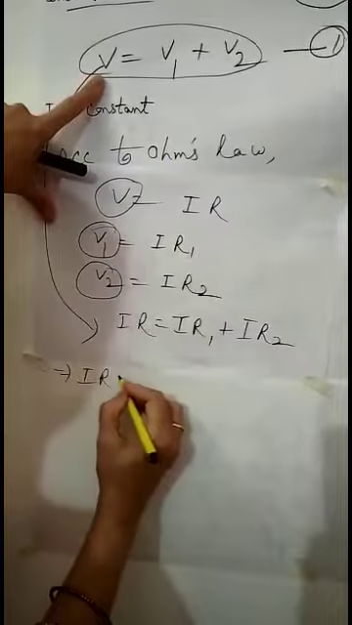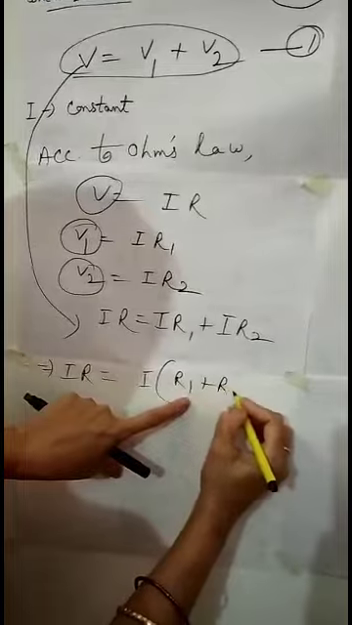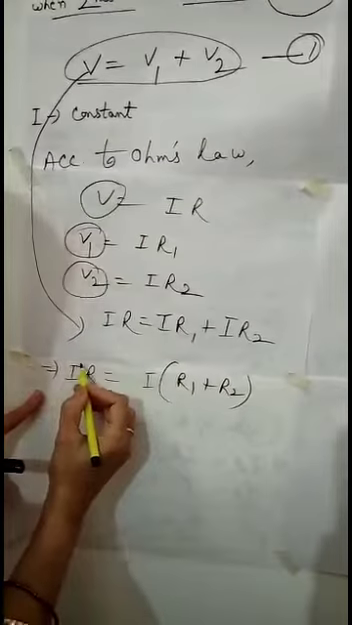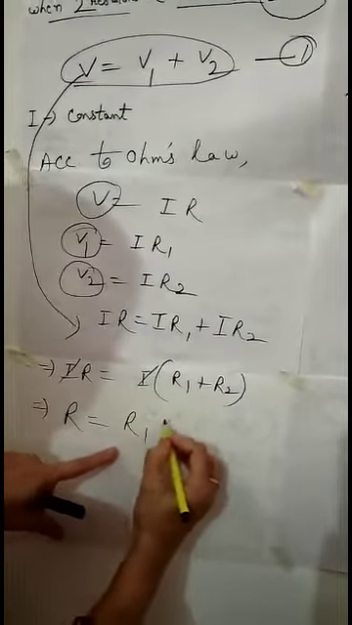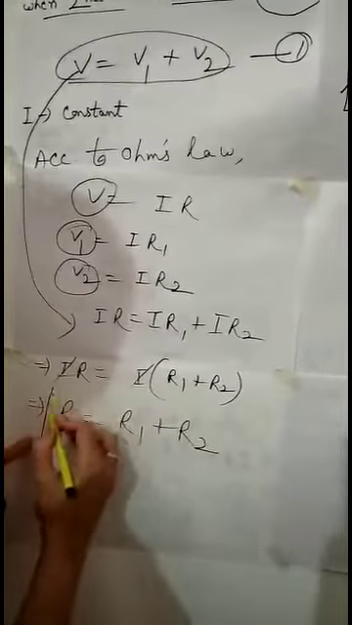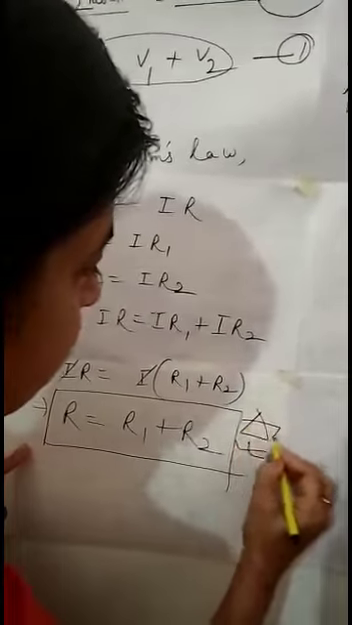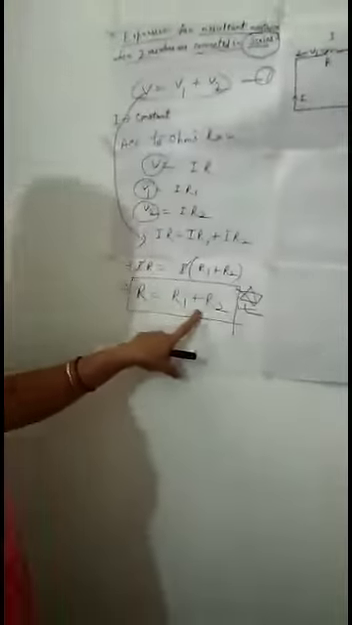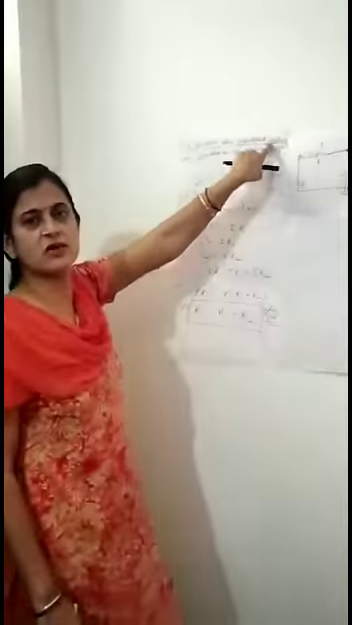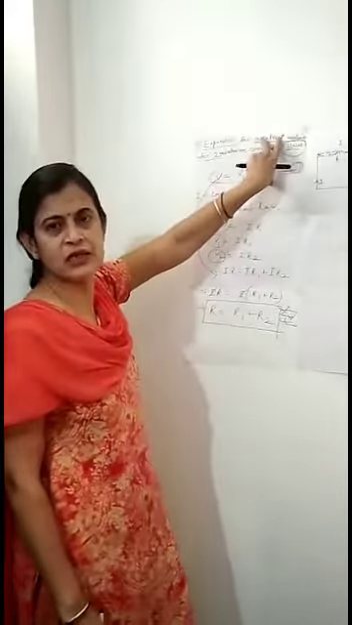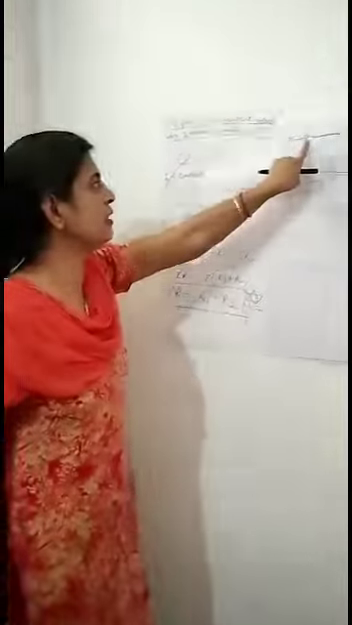Now take common I from the right side. So the rest part will be R1 plus R2. Now cancel I from both sides. So R is equal to R1 plus R2. This is the final expression for the resultant resistance or equivalent resistance or total resistance when two resistors are connected in series.